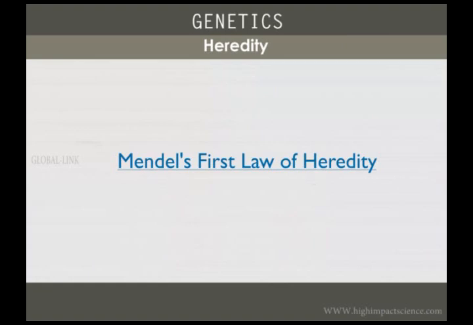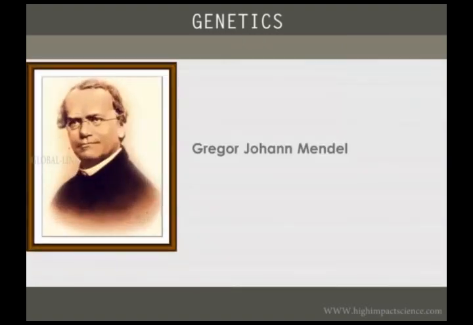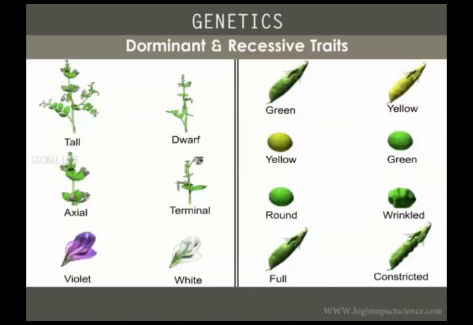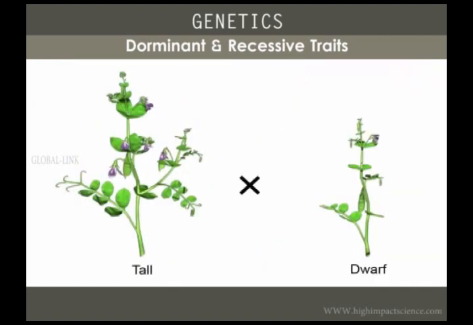An Austrian monk, Gregor Johann Mendel, is credited for his pioneering work on the laws of inheritance. He carried out various breeding experiments with the garden peas and observed variations in different characteristics. One such experiment was crossing of a tall and a dwarf pea plant.